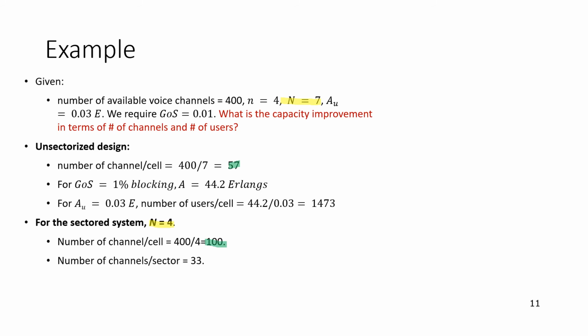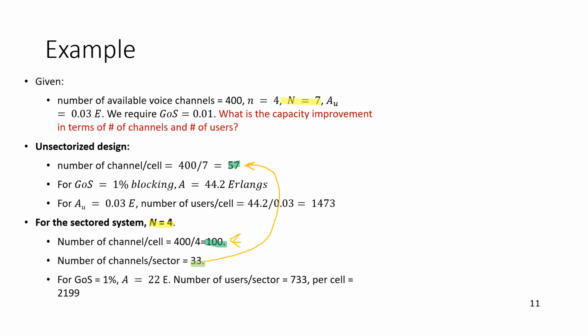However, the number of channels per sector now is 33. This 33 is less than the original number of channels in the entire cell. So although it increased here, with sectoring it's now reduced again, and this reduction is less than the original one. So for a grade of service of 1%, you'll find that with this number of channels you'll get 22 Erlang. That's from the Erlang B curves.